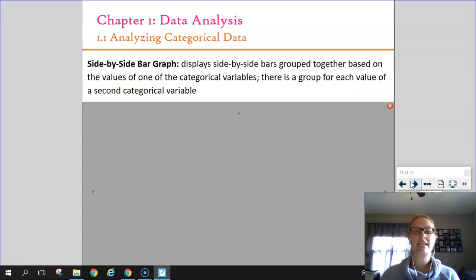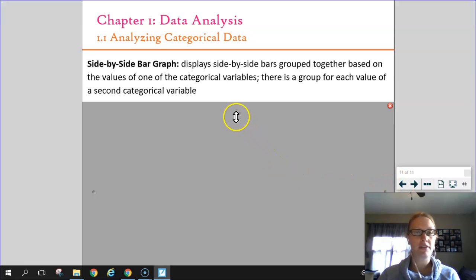So now that we've learned to calculate some different things from two-way tables, let's look at some different ways that we can display two categorical variables. There's three different visual displays. The first is a side-by-side bar graph, where we would have bars side by side that are grouped based on one of the categorical variables. And there would be a group for each value of the second categorical variable. We're going to see an example of each of these on the next slide.